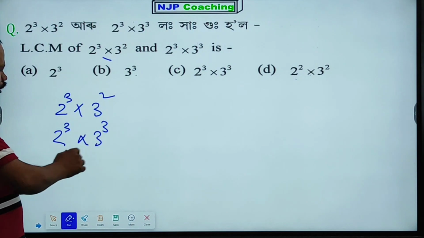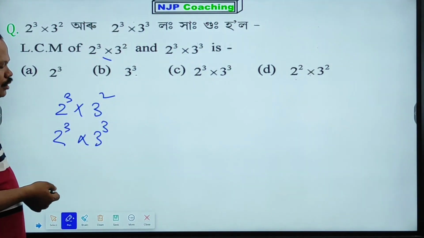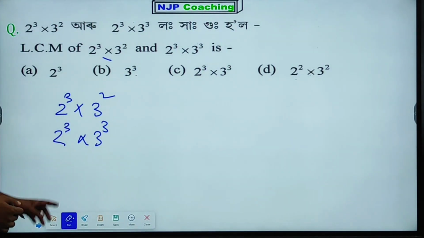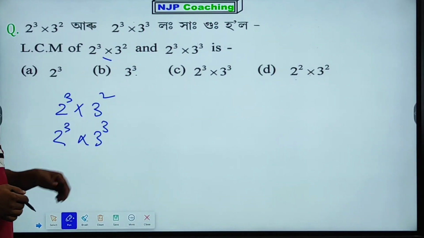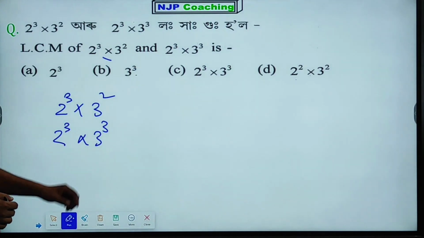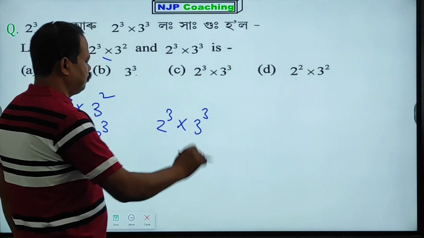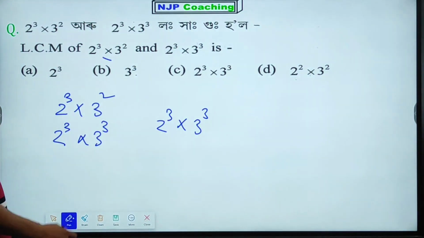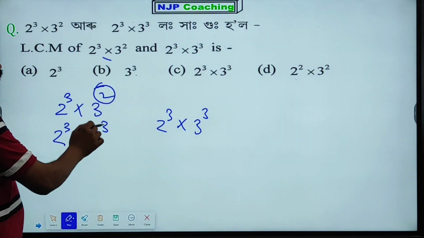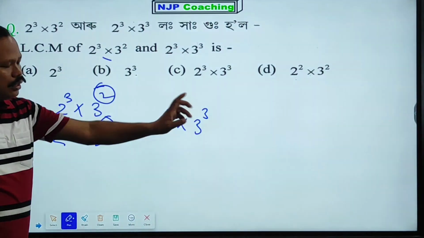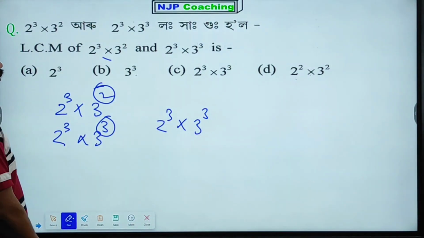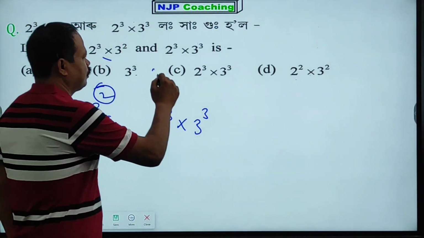Here the factors are only 2 and 3. What is the highest power of 2? It is 3, the same in both cases. And the highest power of 3 is also 3. So the LCM will be 2 cube into 3 cube. Because here the power is 2 and here 3, we have to take the higher one. So 2 cube into 3 cube is the answer.